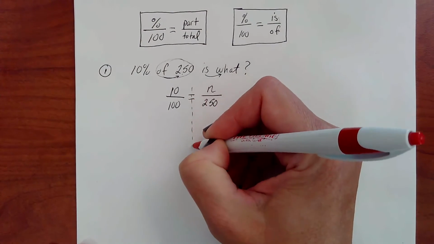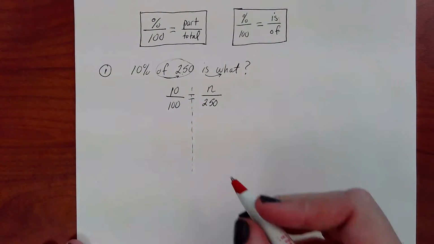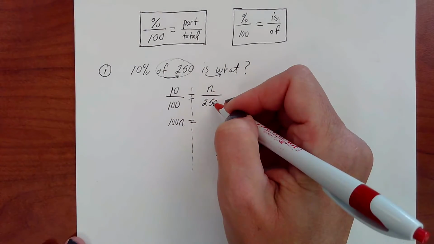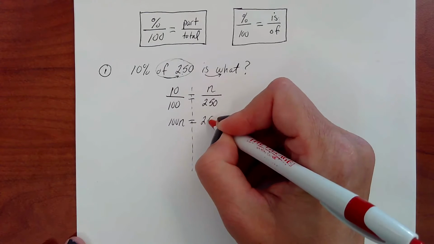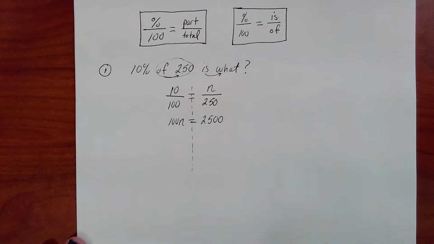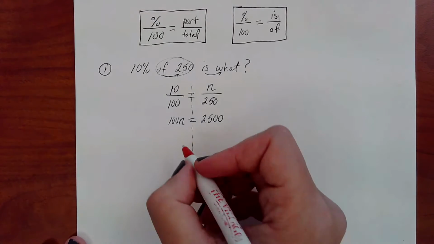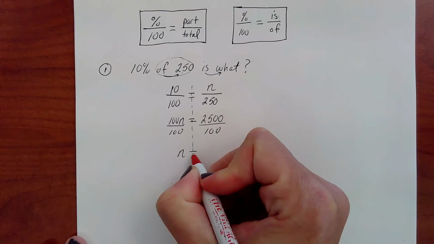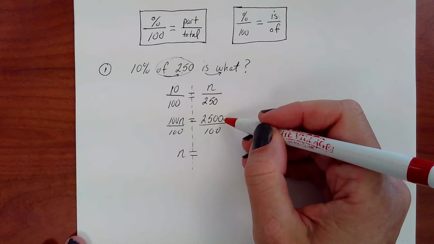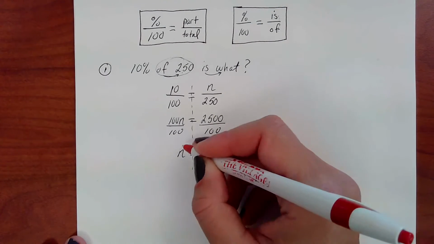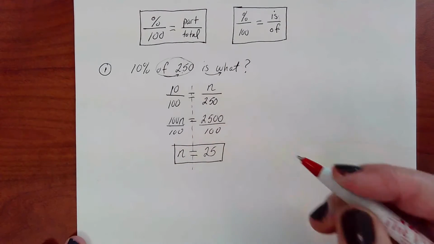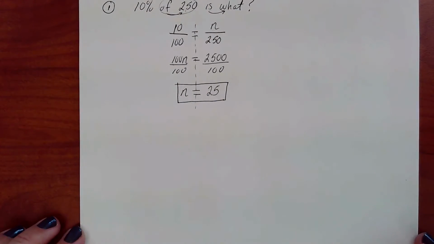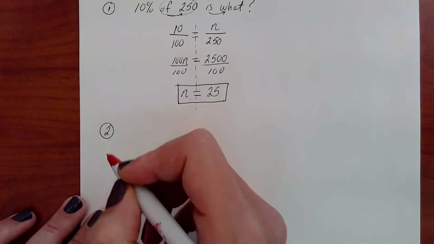Now you know how to do this. Let's put dots down the middle here. Cross multiply. 100 times n is 100n. 250 times 10 is 2,500. How do I get n by itself here? I'm going to divide by 100. Divide by 100, and n equals 25, and we're done. Gorgeous. Love it. Okay, let's try another one like that, see if you can set it up.